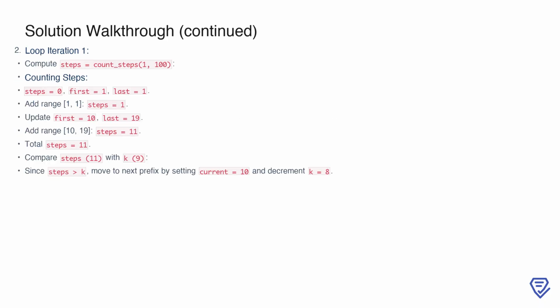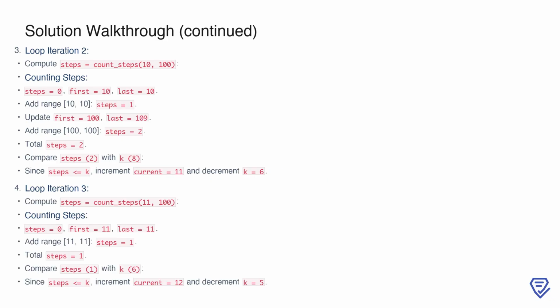Starting with the first loop iteration, we calculate the number of steps from the current prefix, which is 1. Using the count_steps function, we start with first and last at 1, and add 1 step for the range 1, 1. We then extend the range to 10, 19, contributing 11 steps, as there are 10 numbers in this range. This gives us a total of 11 steps. Since the total steps from the current prefix exceed k, we determine that the desired number lies within this prefix. To explore deeper, we set current to 10 and decrement k to 8, narrowing down our search further.